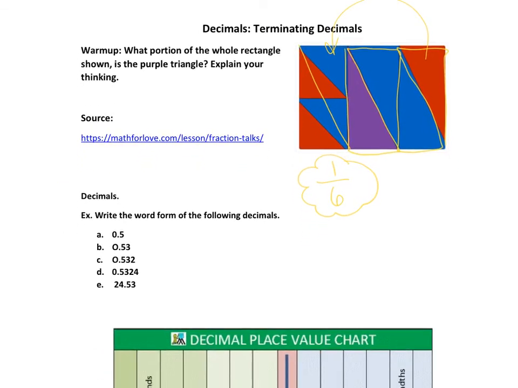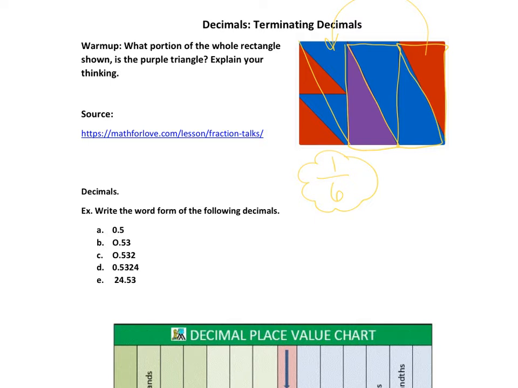And what you would do in your class is called a number talk, or in this case, a fraction talk. And that was the source for that activity, or for that quick warm up. So we're going to get into decimals.